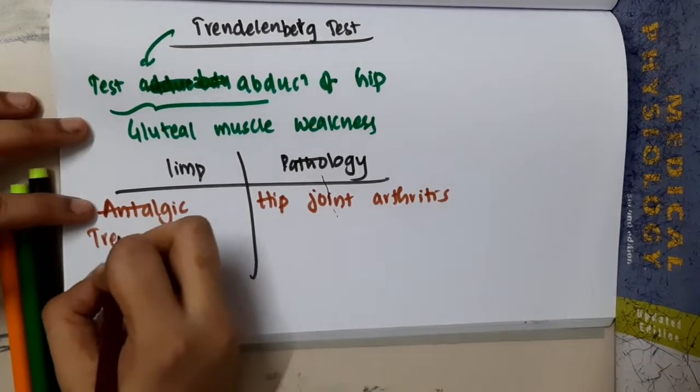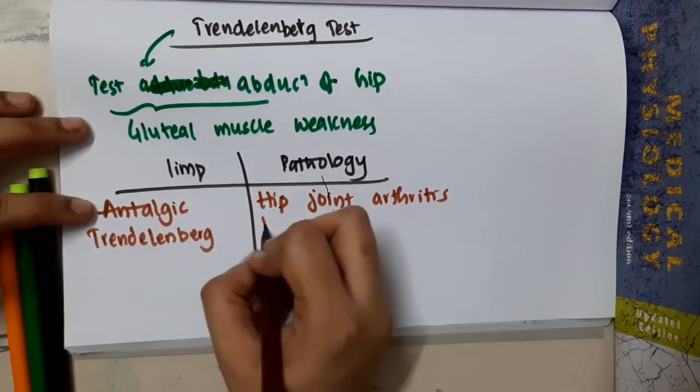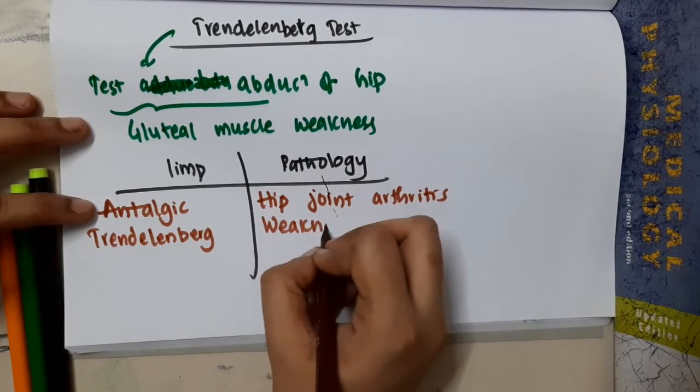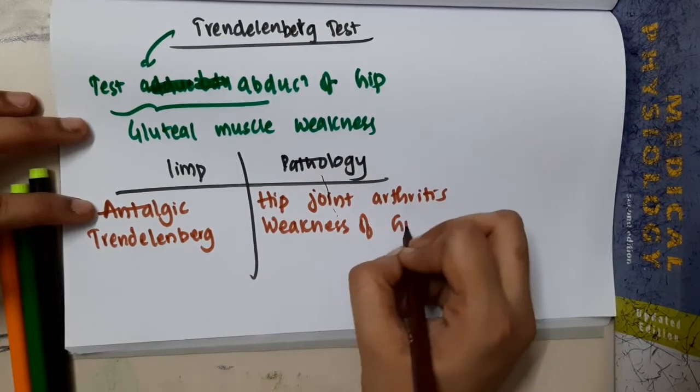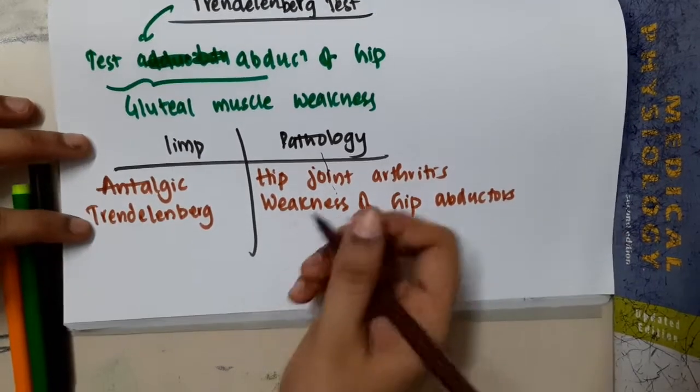Then we have Trendelenburg limp. In Trendelenburg limp, it is seen in weakness of hip abductors. You will see Trendelenburg limp.